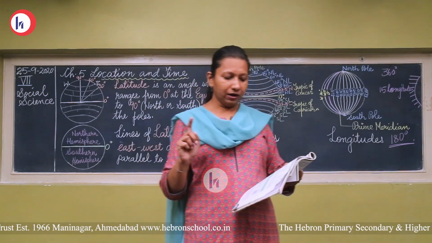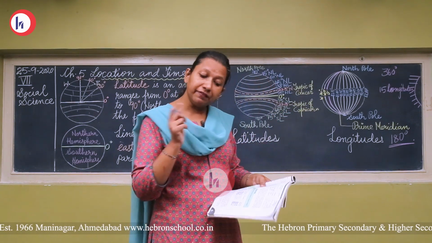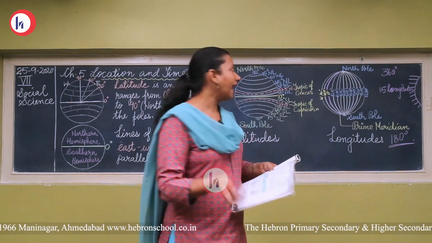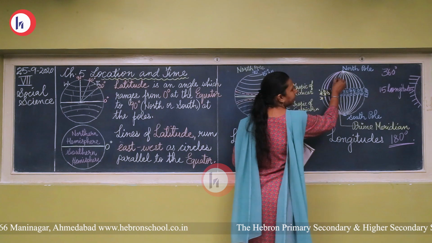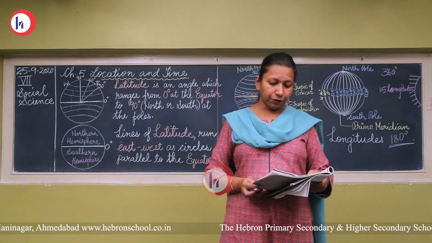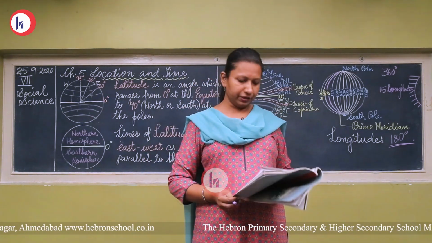That means one longitude takes 4 minutes to rotate, and this is another way we can say that there is a difference of 4 minutes between two adjacent longitudes. Adjacent means nearby longitudes. Therefore, the time in different places on the earth varies as per their longitudes.